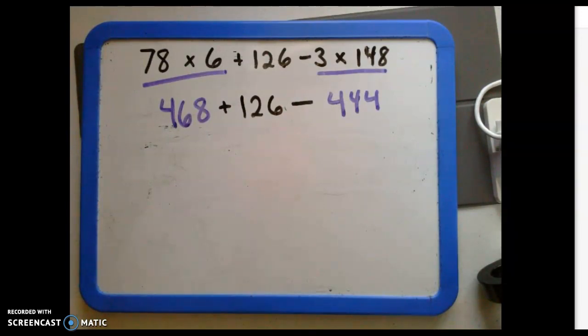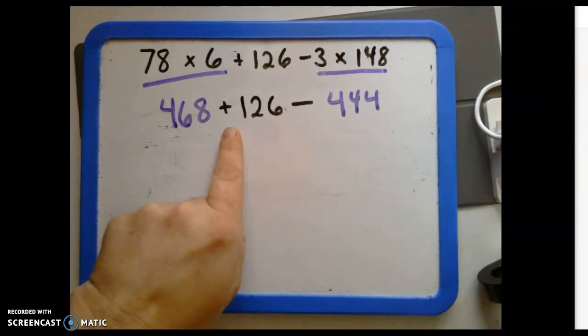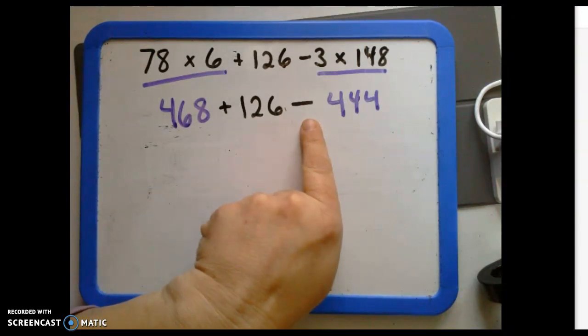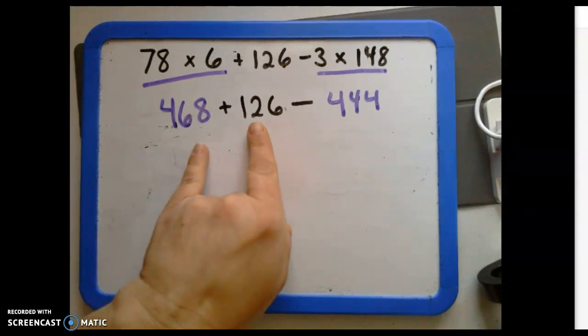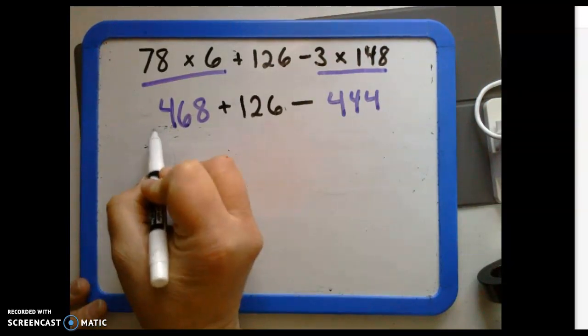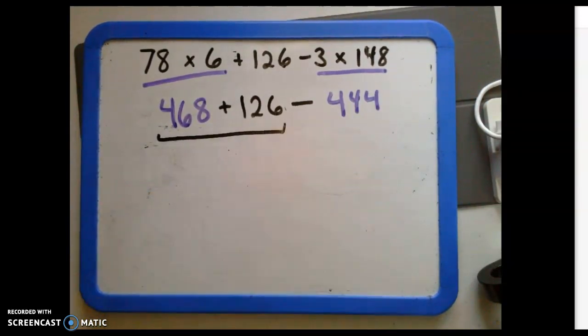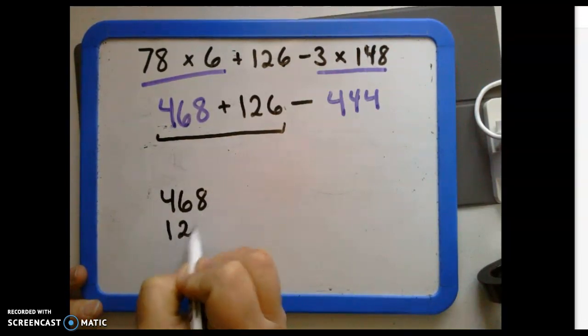Now we've done all the multiplication. Now it says to move on to do addition and subtraction. We work from left to right. So on my left is an addition symbol. Okay, so I'm going to do my adding first, and then I'm going to do my subtraction. Now, just like I did up here, I'm going to look at my addition symbol and think, what is on either side of that addition symbol? Those are what I'm going to add. So let's do that. 468 plus 126.